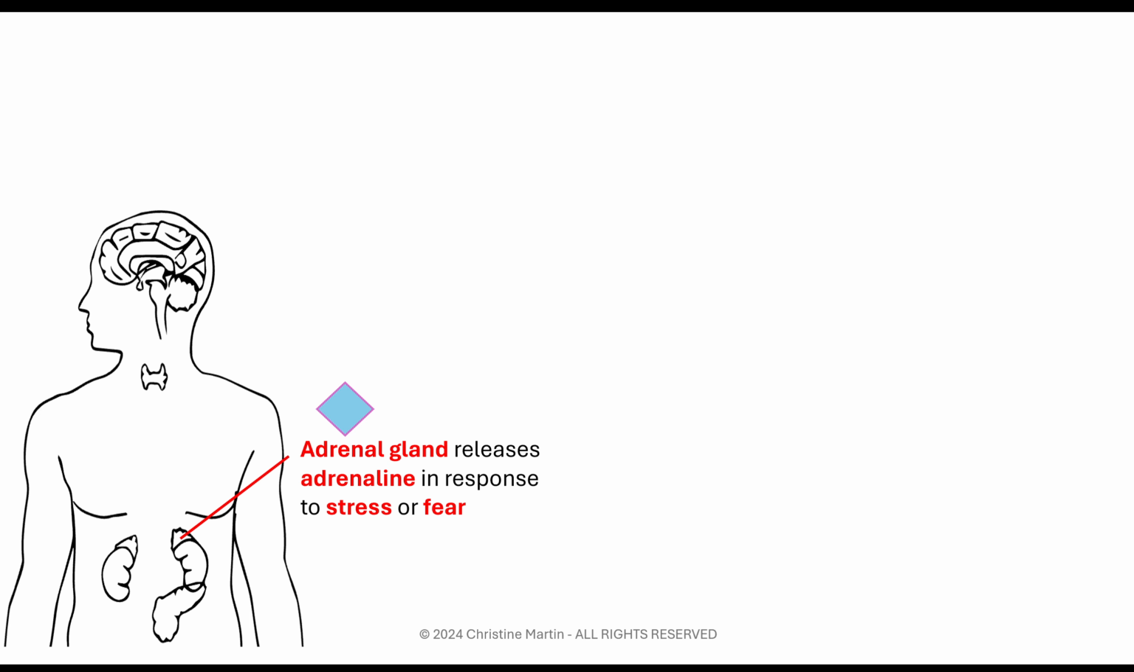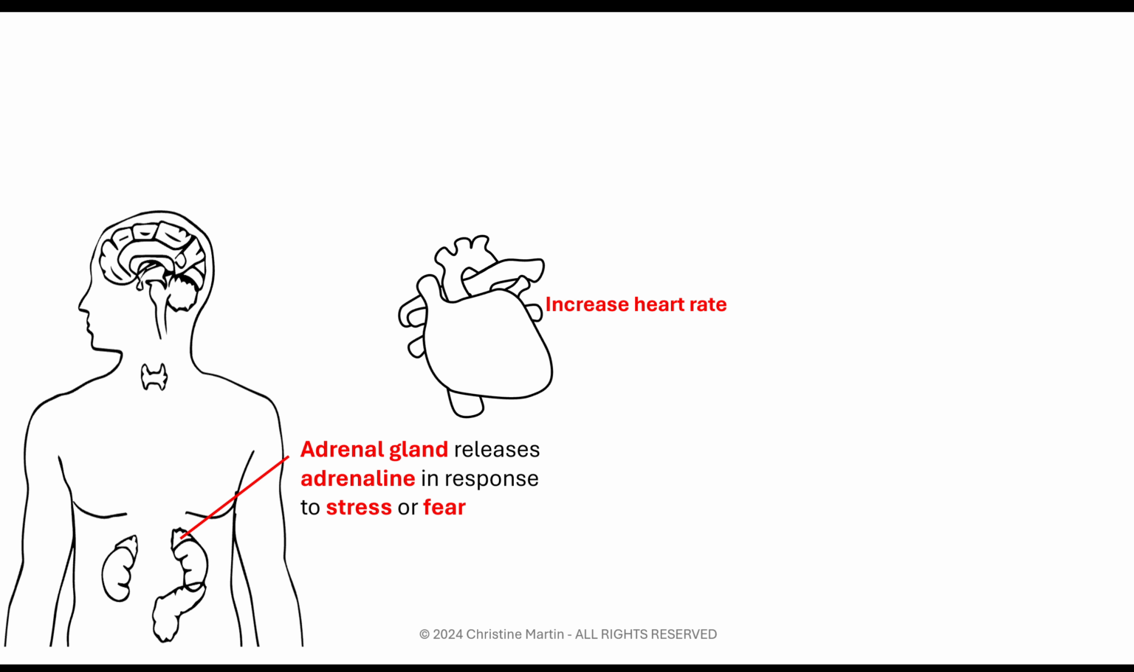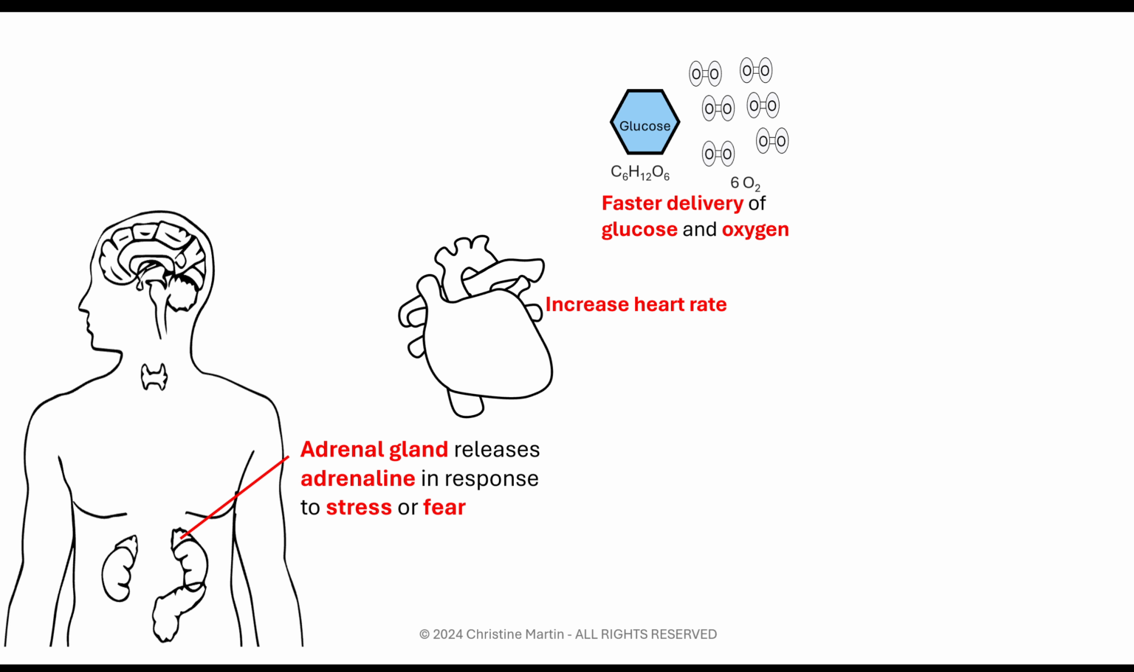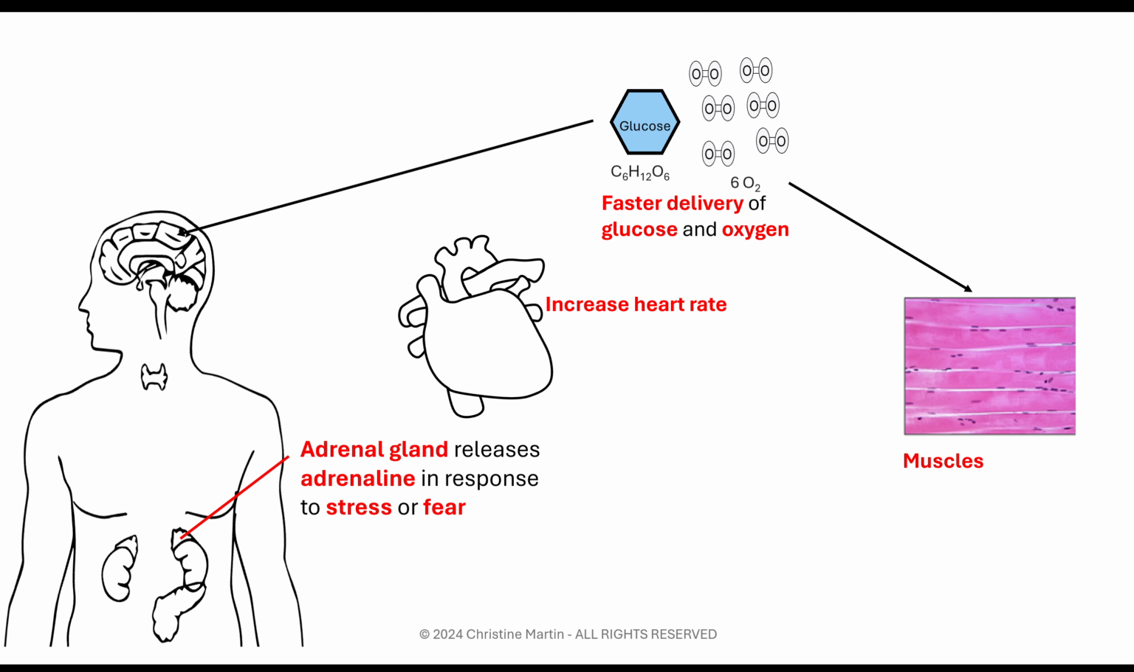And the last one that you have to know about when it comes to your negative feedback system is the adrenal gland. So the adrenal gland is a gland which is going to release the hormone adrenaline. And adrenaline is released in response to stress or fear. Now, what happens is that adrenaline will then go in the bloodstream and it will bind to receptors. Now, the first place it's going to bind is with your heart, causing your heart to increase its rate of pumping. So we increase the heart rate. Now, by increasing the heart rate, we are going to result in a faster delivery of glucose and oxygen. And that faster delivery of glucose and oxygen is going to go to the brain and also to our muscles.